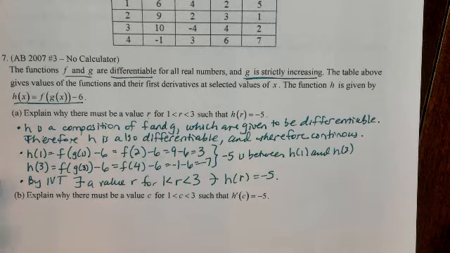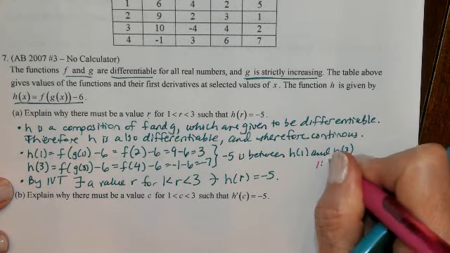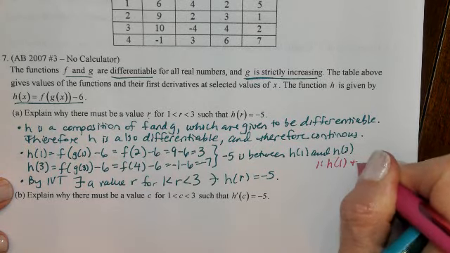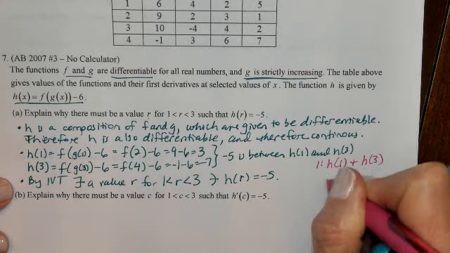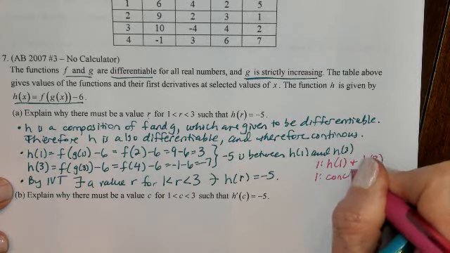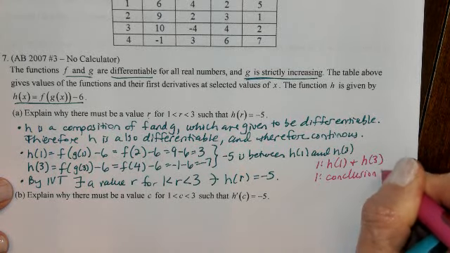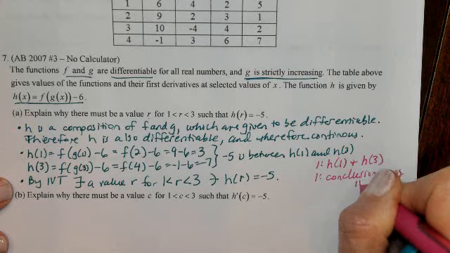That was worth 2 points. 1 point for h of 1 and h of 3, and 1 point for your conclusion using IVT.